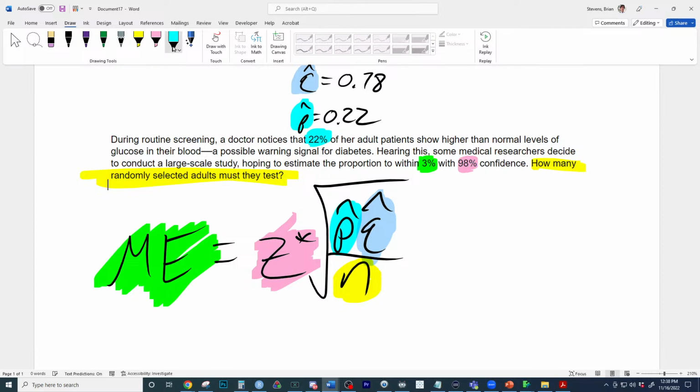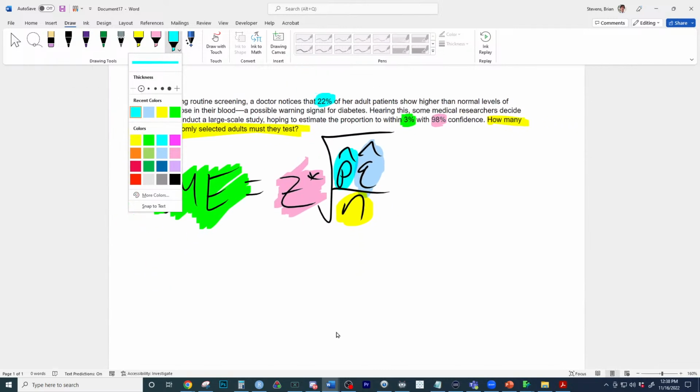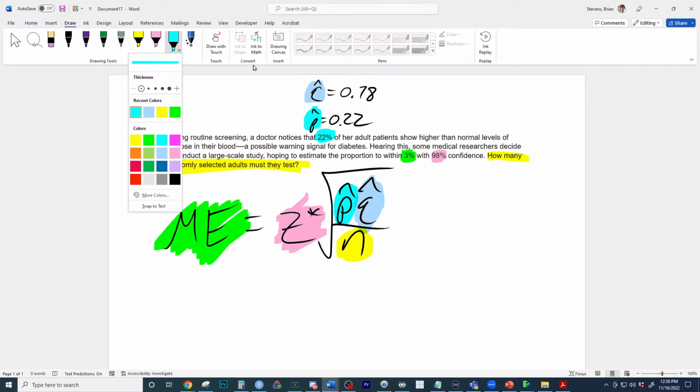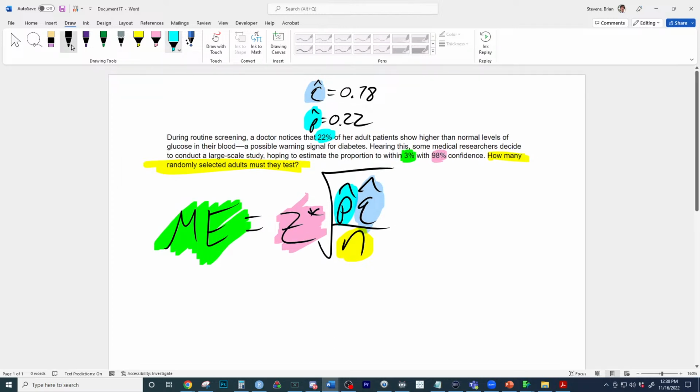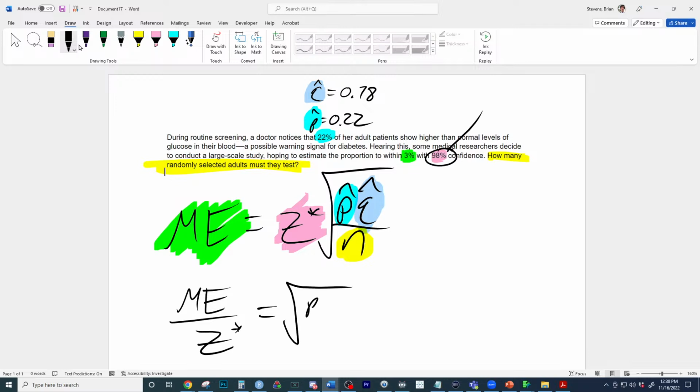We have p hat. Now you can put everything in here and solve now, but I prefer to do the algebra. So I'm going to do a bunch of algebra right now to help solve this all. And here's how it works. Divide both sides by z to get z over here. That's the z star based on percent confidence. I'll show you how to get that in a moment. And then over here, you have square root p hat q hat over n.